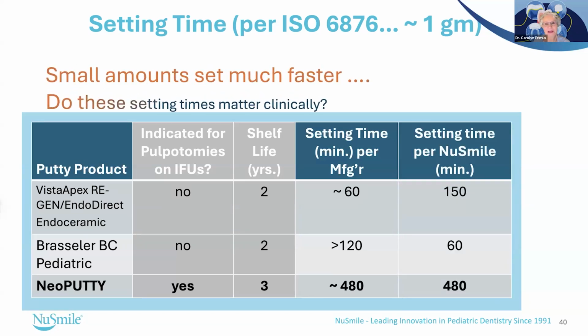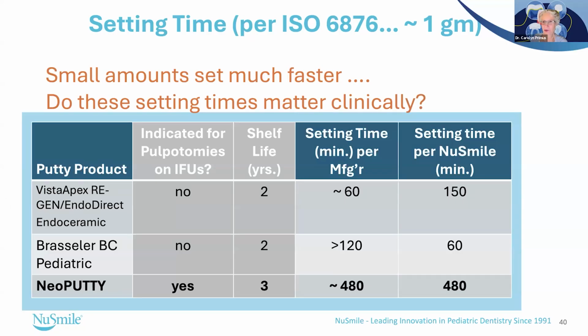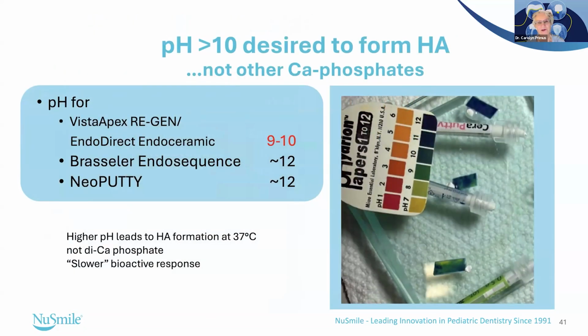But if you are using only a tenth of a gram, let me reassure you that the diffusion of the water into a very small material on a pulpotomy is going to go much faster than the prescribed ISO testing data. But do these setting times really matter clinically? Because you're going to place the material and then you've got to put a restorative over it. So here's one thing that I want to bring up about those cements.